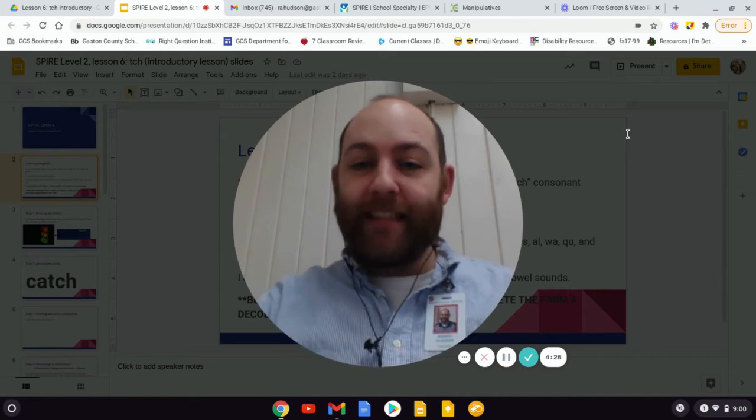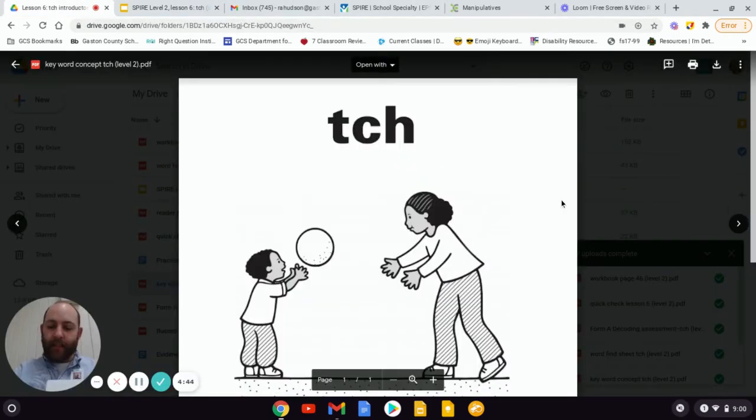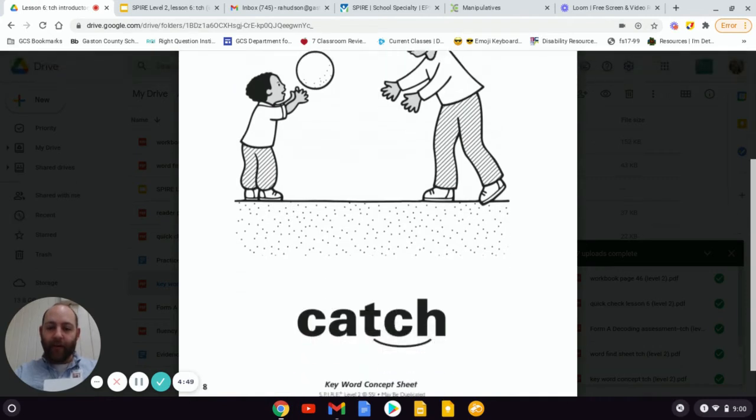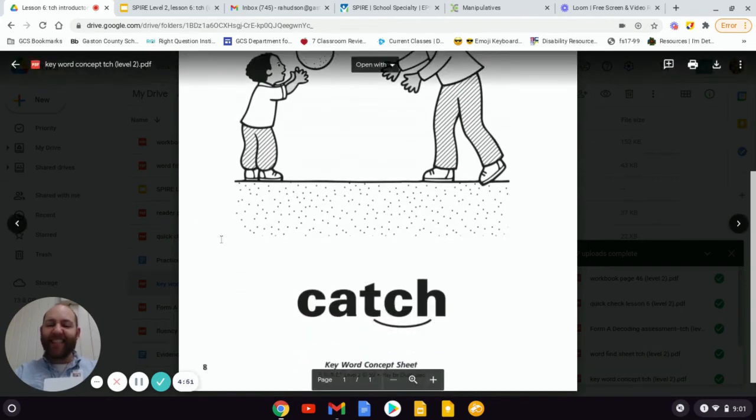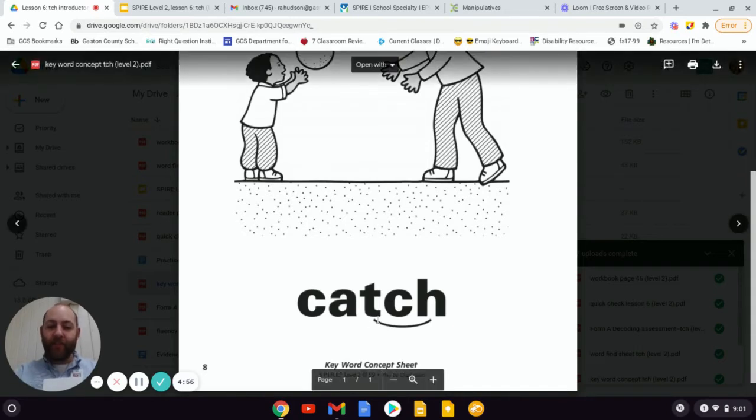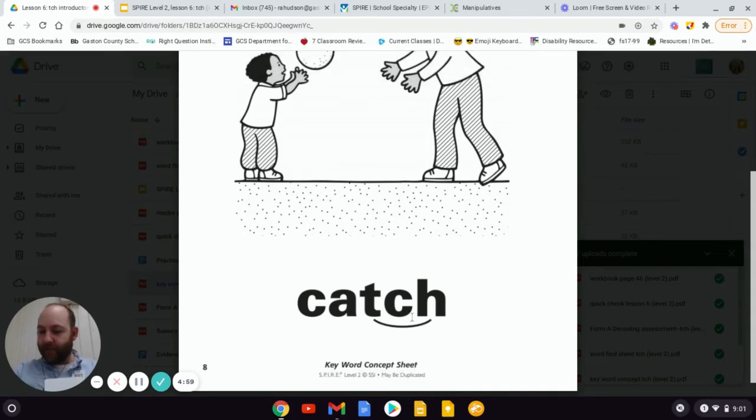The key word for TCH is catch. So we have a picture of throwing a ball and catching the ball. So you hear it, catch, catch. You hear the vowel, a, and at the end of the syllable, ch, and it's spelled TCH. So the vowels that you can see before the TCH are a, i, e. So remember, it's TCH spelling if it comes after the vowel at the end of a syllable.